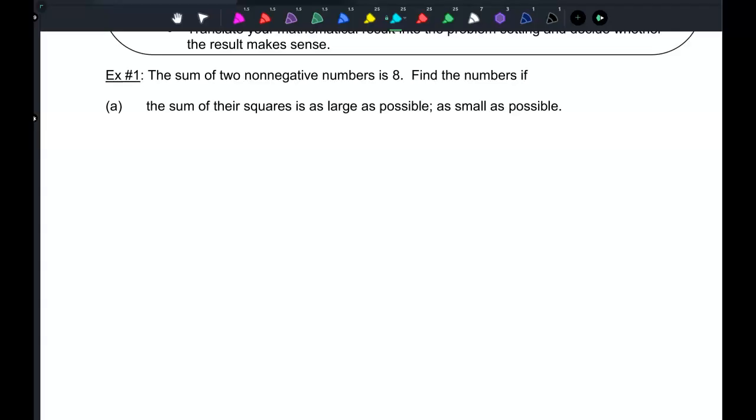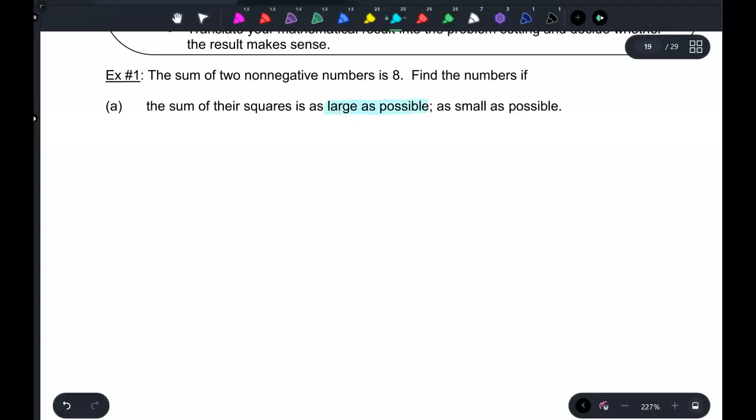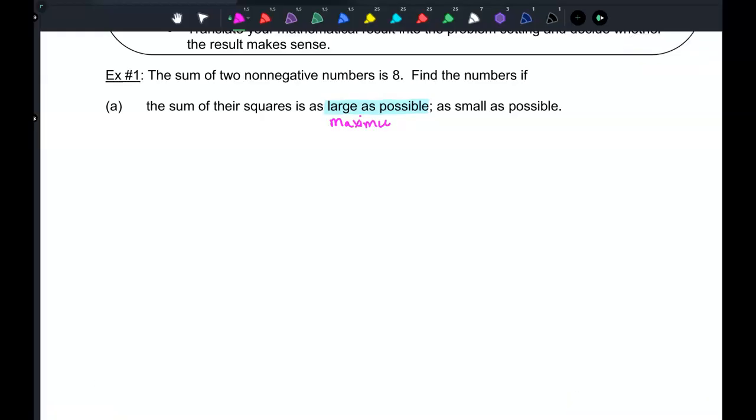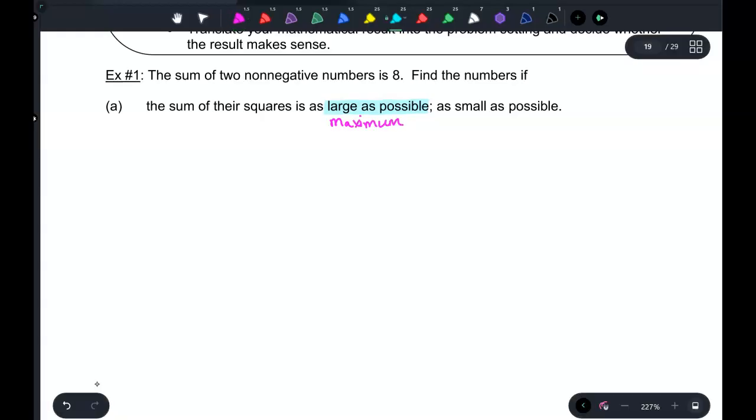The sum of two non-negative numbers is 8. We want to find the numbers if the sum of their squares is as large as possible. Okay? That's going to be a maximum. Right? And then we also want to figure out when this is as small as possible. So that's going to be a minimum.